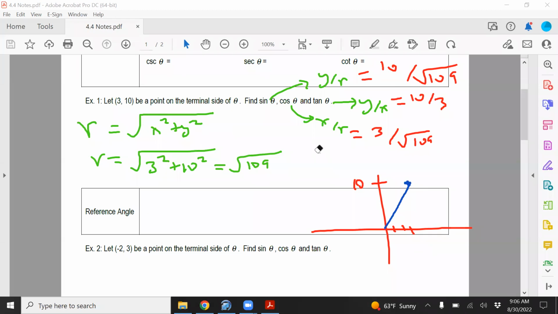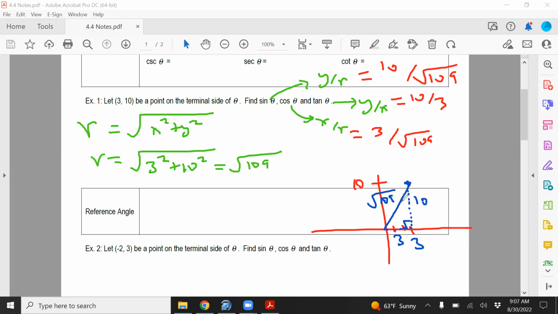Make that 3. Okay, that's a much better drawing. And so that's 3. That's 3 and that's 10. That's root 109. And so that's where you're using the SOHCAHTOA stuff, right? 3 over root 109, 10 over root 109, or 10/3.